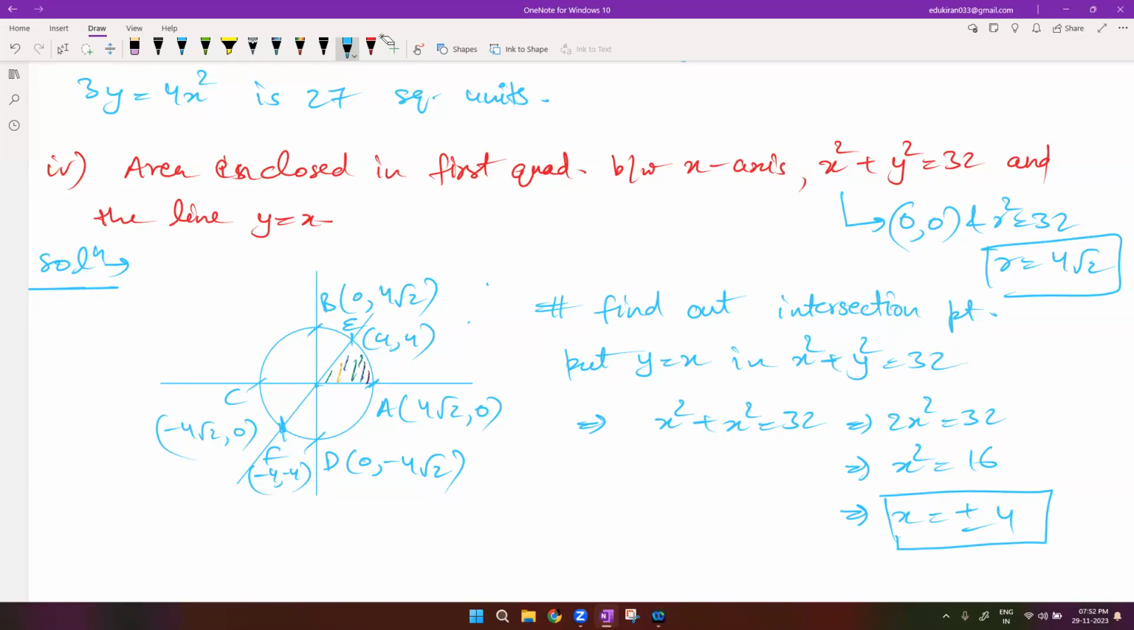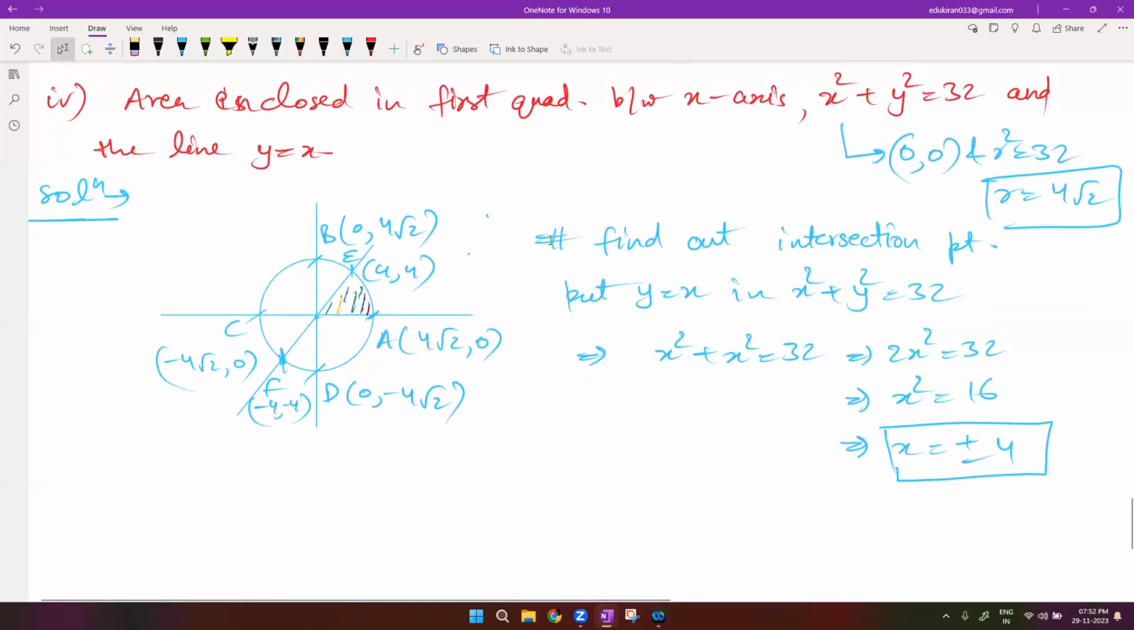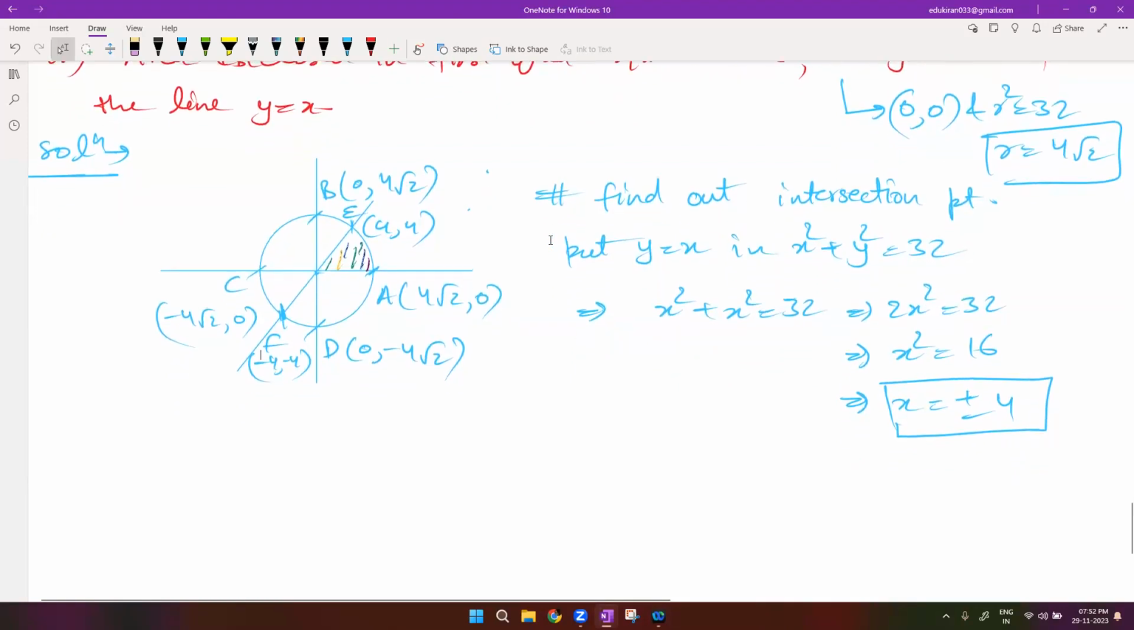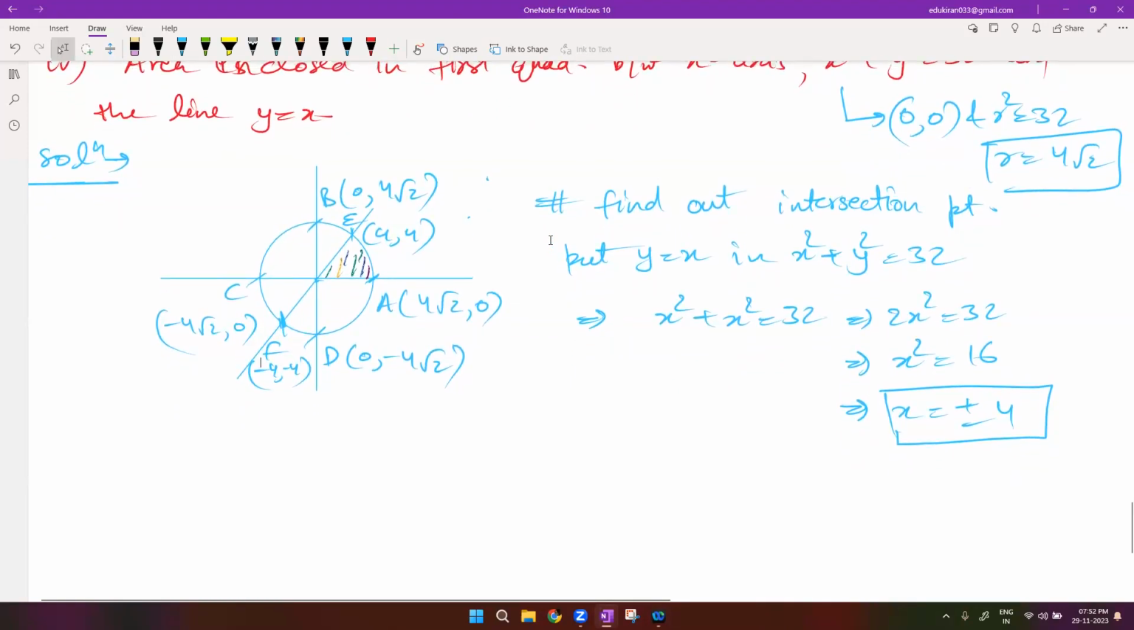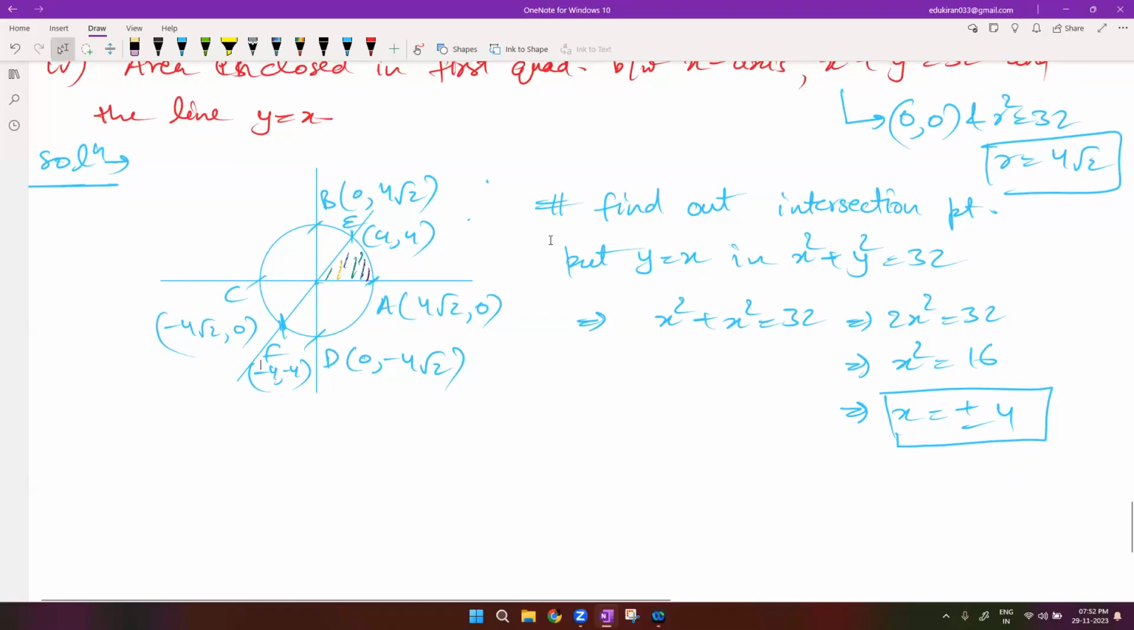Now, can somebody tell me how to find out the required area? To find the required area, please try to figure out which curve we need to integrate here. This whole area lies under which curve? This area. Circle. The circle does not contain a lot of area here. The circle actually consists of a lot of area.